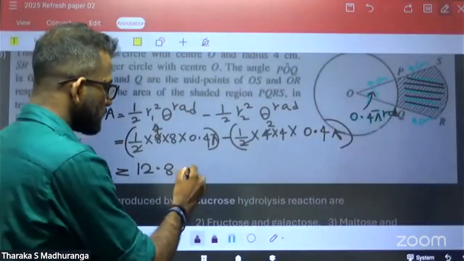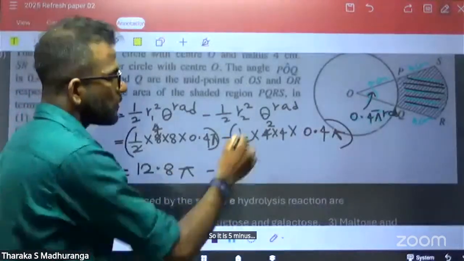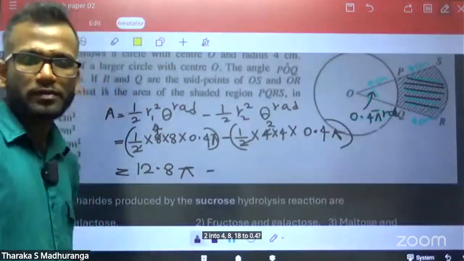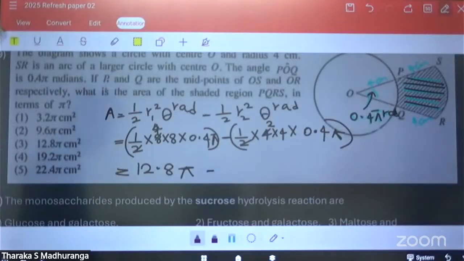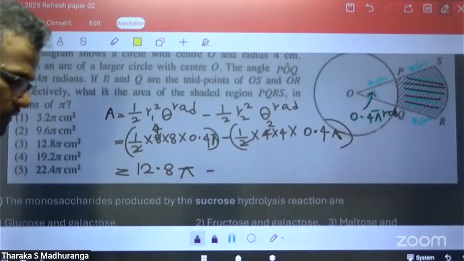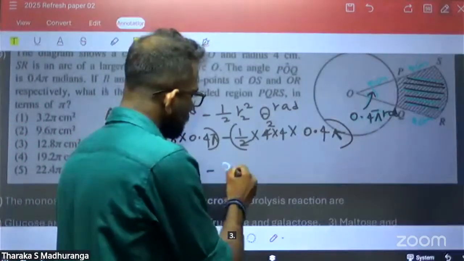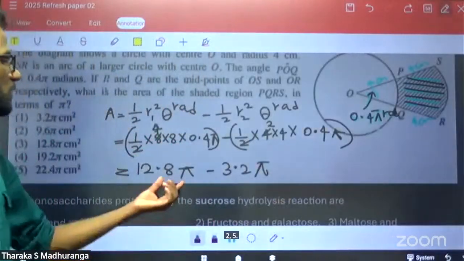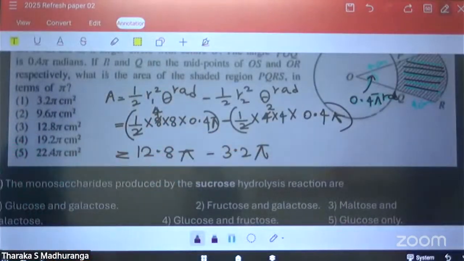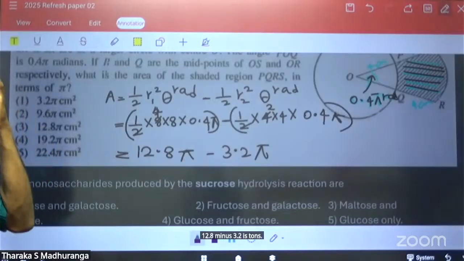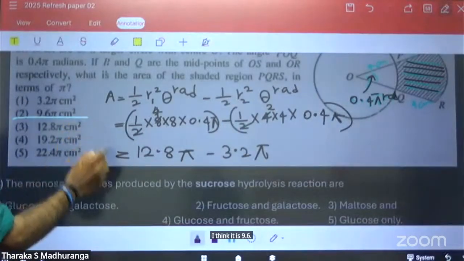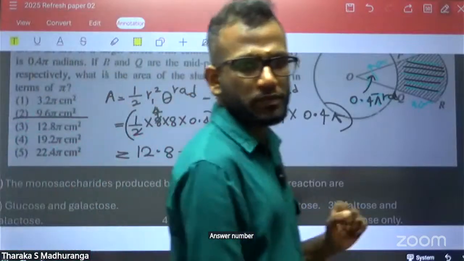Sorry, it is 5 minus 2 into 4, 8. 8 into 0.4 is 3.2. 12.8 minus 3.2 is the answer. I think it is 9.6. Answer number 2.